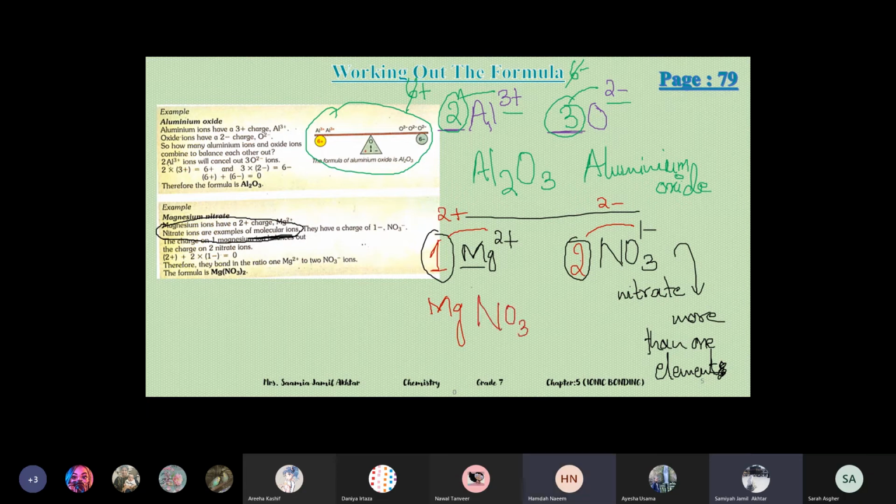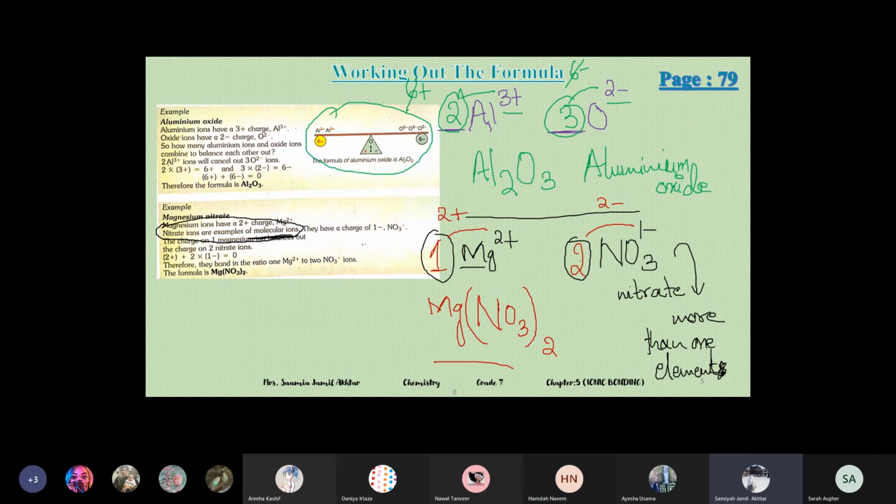NO3 inside the bracket. Inside the bracket we will write nitrate and then bracket 2. That's how we will write the molecular ions. Molecular ions are already composed of more than one element. They are big. So we will write them with round brackets, not square brackets, and then 2, or any number. So this is magnesium nitrate.